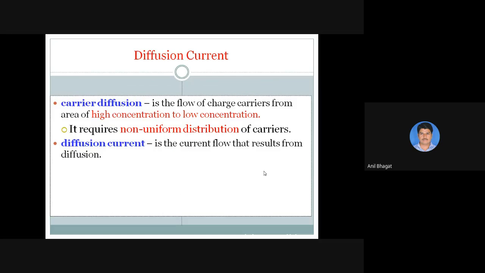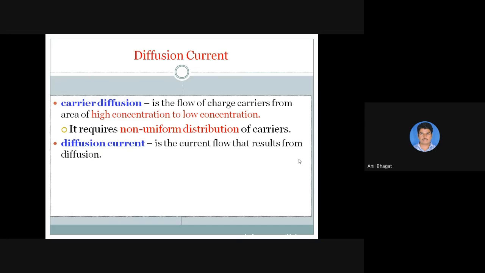So carrier diffusion is the flow of charge carriers from an area of high concentration to low concentration. There are 2 types, carrier diffusion and diffusion current. Carrier diffusion is nothing but the charge carriers moving from high concentration to low concentration. It requires a non-uniform distribution of carriers. Non-uniform distribution means not equally distributed.